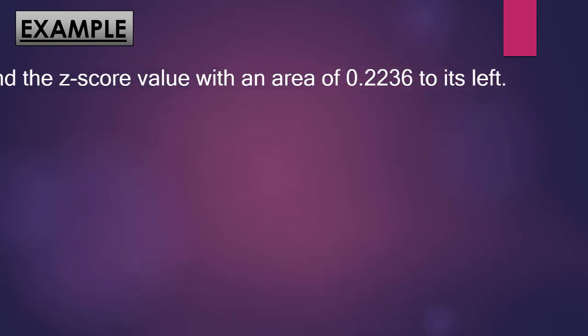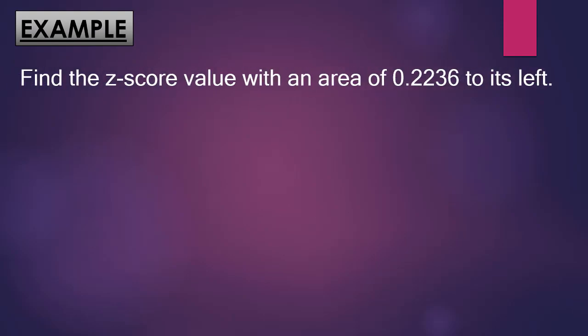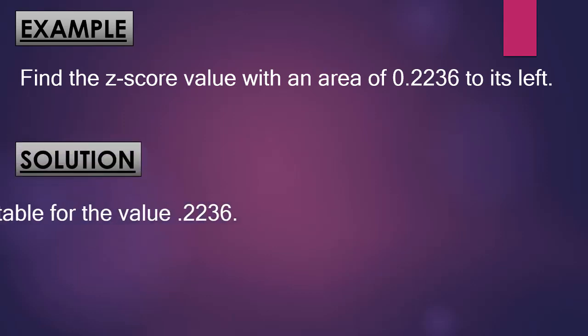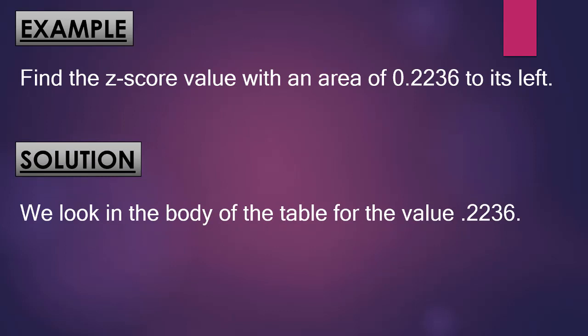Find the z-score value that has an area of 0.2236 to its left. When we say to its left, what we mean is that, remember that the standard normal distribution table gives us areas to the left. So we're going to look for this value, 0.2236, in the standard normal table. We're not going to look for it at the edges, at the top of the columns or the side of the rows. We're going to look at it in the body of the table.